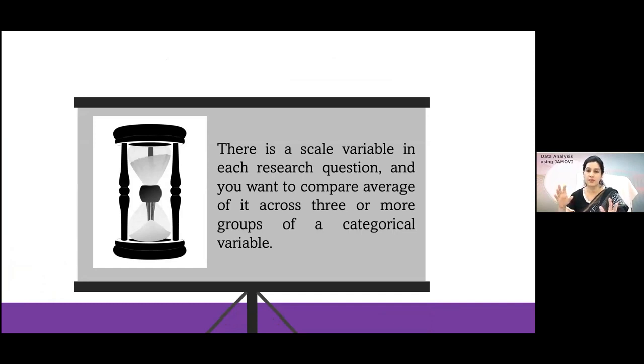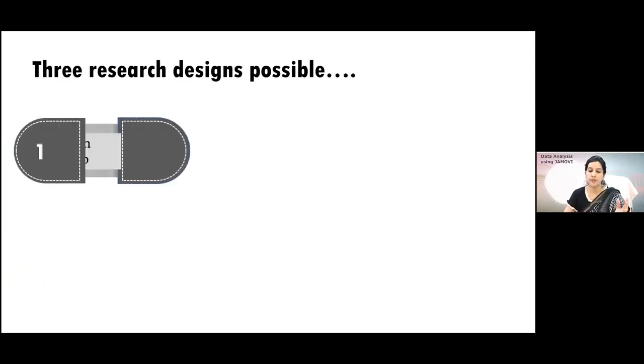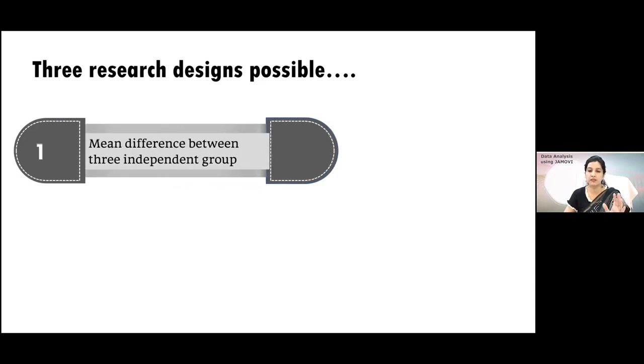So just remember, in the independent sample t-test, we had two groups. In ANOVA, we have more than two groups, and that can be 3 groups, 4 groups, or more than 2 groups. So the appropriate statistical test is the one-way ANOVA.